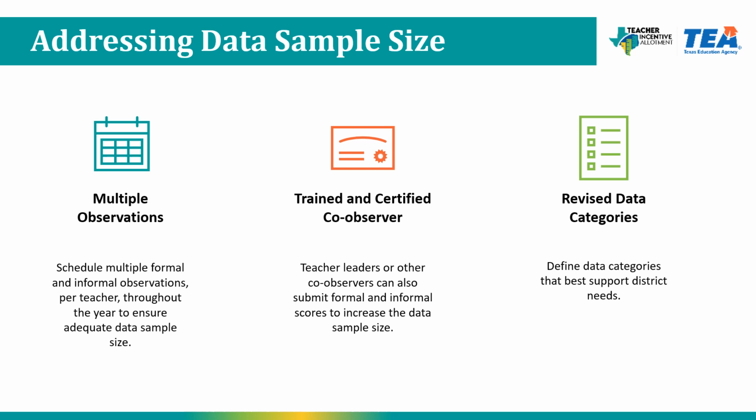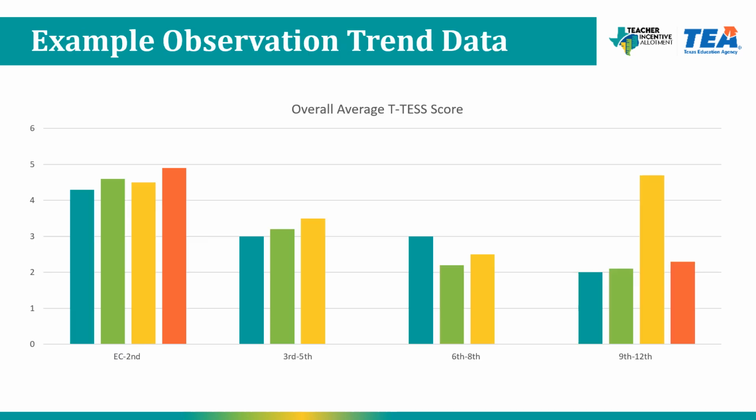The idea is that districts consider their current context and review data from a variety of perspectives that will help improve student achievement. This graph shows average T-test scores by grade clusters, EC through 2nd, 3rd through 5th, 6th through 8th, and 9th through 12th.